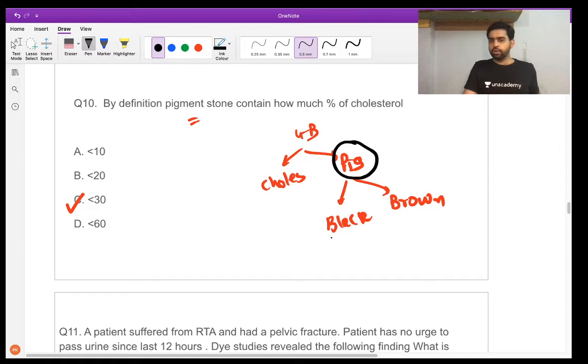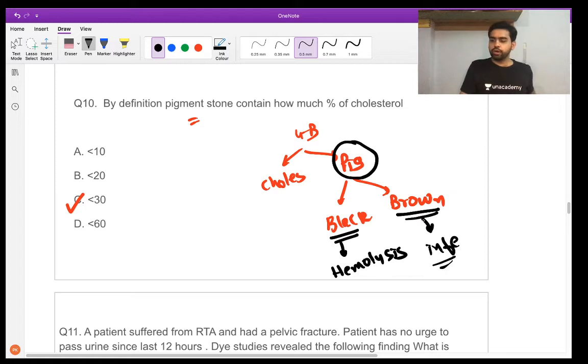Now, you all know the black stones, these are basically present in patients who are suffering from hemolysis. What about this brown stone? This is the stone which is present more in patients who have infection. So infection leads to brown stones. Why does infection lead to brown stones? Because it has an enzyme, beta glucuronidase. It converts the bilirubin by the action of beta glucuronidase, and there is an ascending infection that leads to cholangitis, and again it leads to the formation of a brown stone.